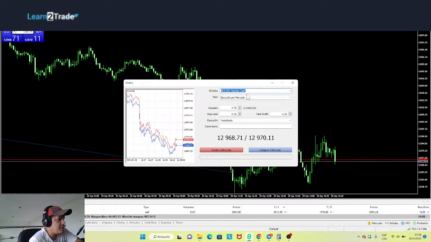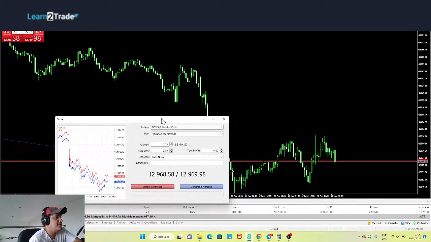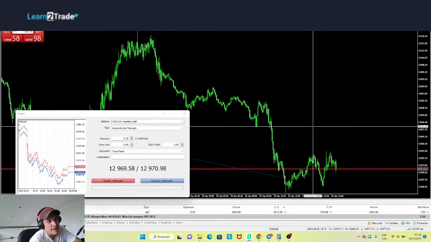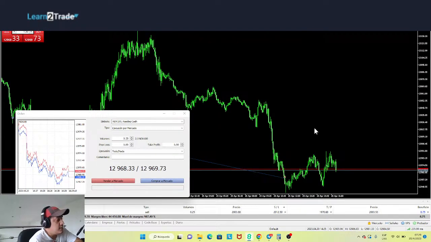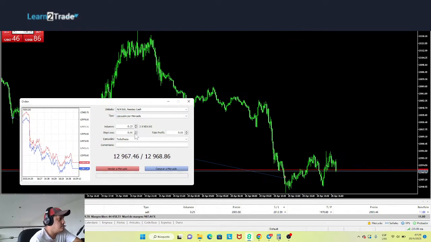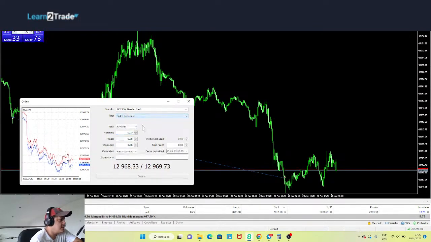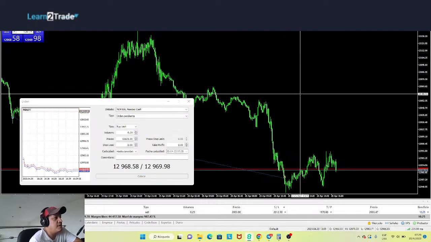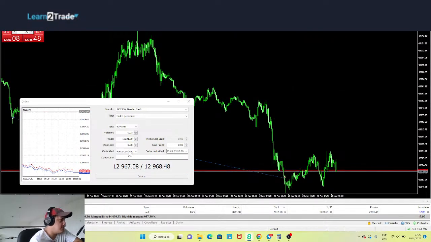All right, so hold on. Let me place this one. Right, so here's the deal. I am going to place my entry here at 13021. I want to get filled on that, and my stop loss is going to be here at 13065.0. It's a sell limit.